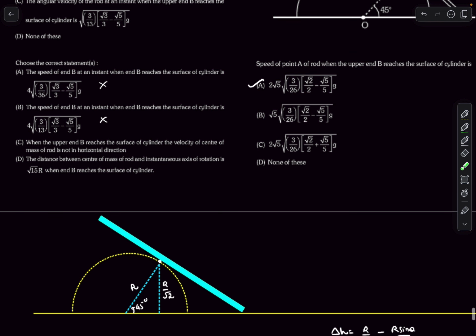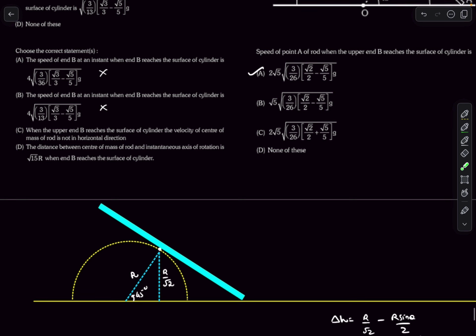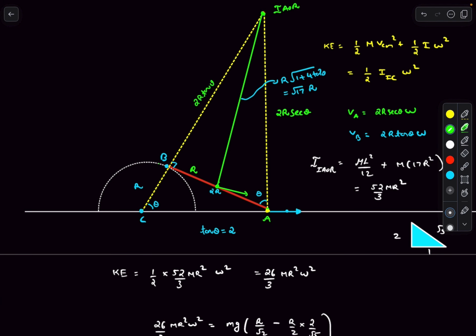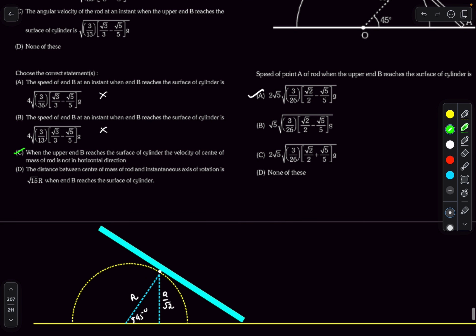Now option C states that when the upper end B reaches the surface of the cylinder, the velocity of the center of mass of the rod is not horizontal, which is actually true because we can easily see that. The velocity of the center of mass will be in this direction, which is perpendicular to the line connecting the IAOR to the center of mass, right? So this velocity is clearly not horizontal, so option C is actually correct. Now in option D, they're saying the distance between the center of mass and the instantaneous axis of rotation is √15 r, which is also not true because it's √17 r, right? So yeah, that's the discussion for this question.